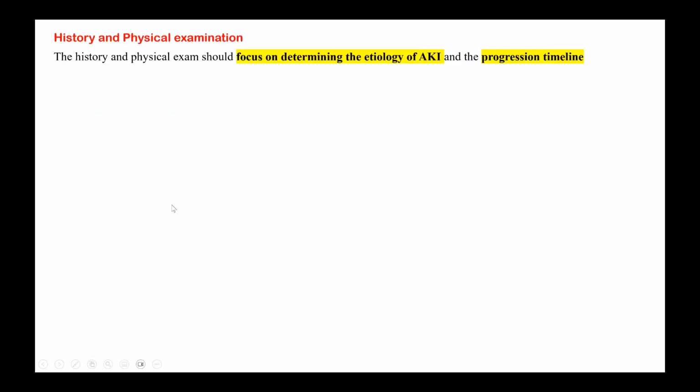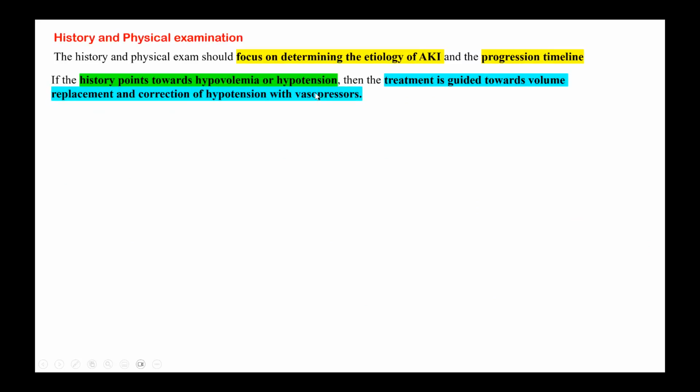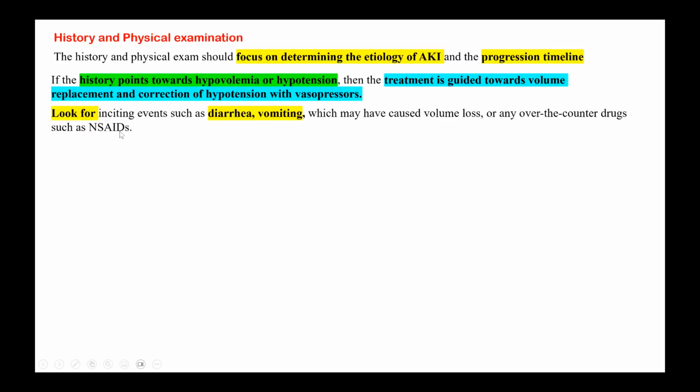And what is the history and physical examination to find out the presence of AKI? Focus on determining the etiology and progress. History points towards hypovolemia or hypotension. Then treatment is guided towards the replacement of fluid and correction of the hypotension with vasopressors. And look for inciting events like diarrhea, vomiting to treat that initial insult that is causing this hypovolemia.